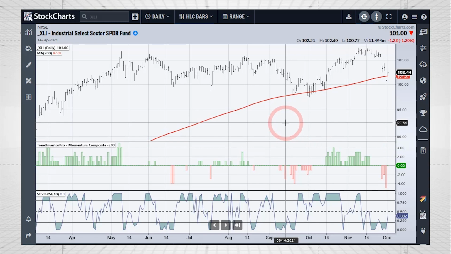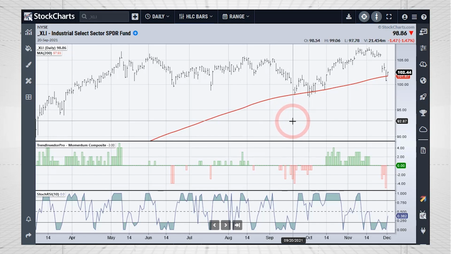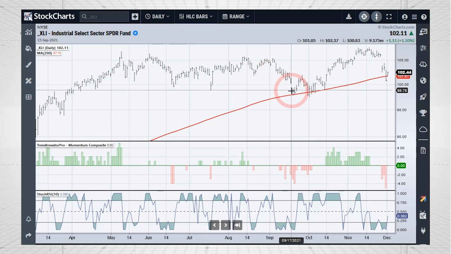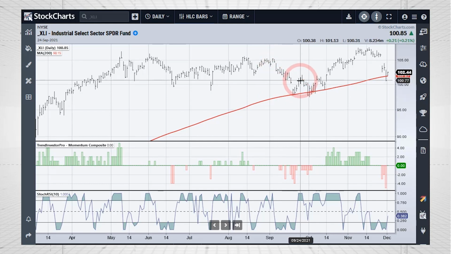If you look here back in September, we were oversold. But just because you're oversold doesn't mean you have a buy signal. Oversold, when you're in an uptrend, is an alert. It says, be on guard for some sort of bullish reversal short term. So we got oversold here on the 14th, and then we got oversold again on the 20th, and again on the 21st. So we're coming down here to the 200-day, and then we get a bounce.